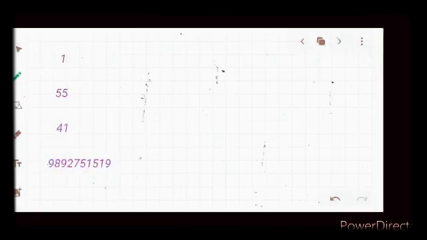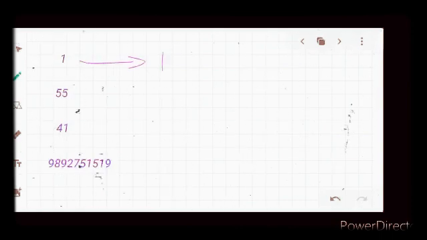Okay, let's take some more examples. First of all, non-zero digits are significant. All non-zero digits from 1 to 9, that is 1, 2, 3, 4, 5, 6, 7, 8 and 9, are significant. So first here we have 1. In this number there is one significant figure because we have only one digit.